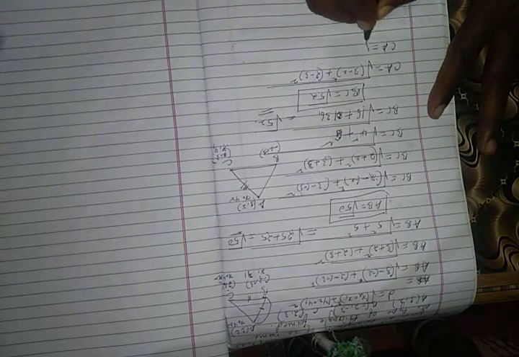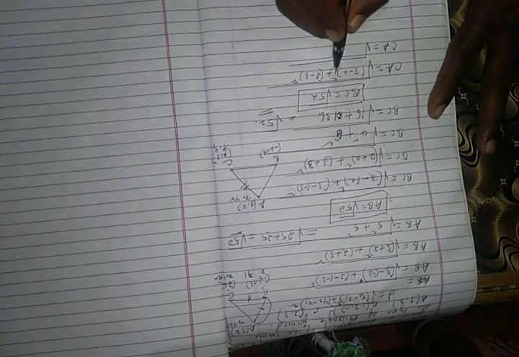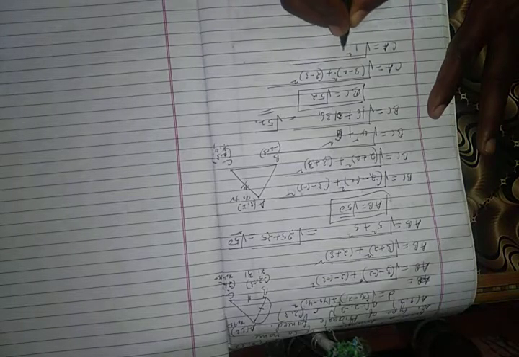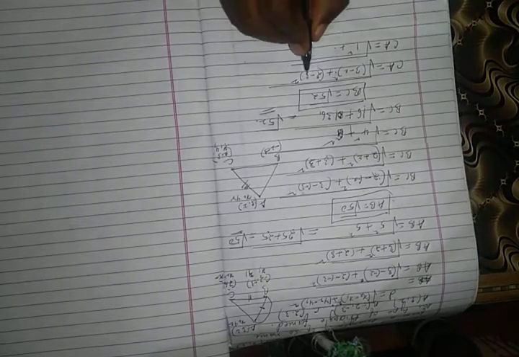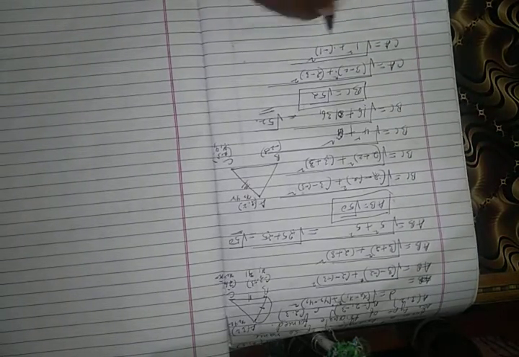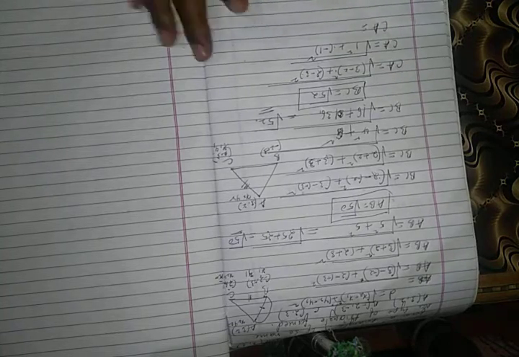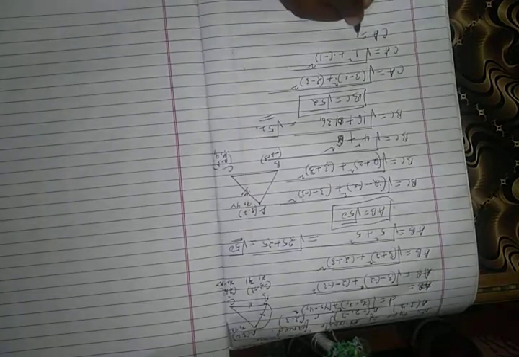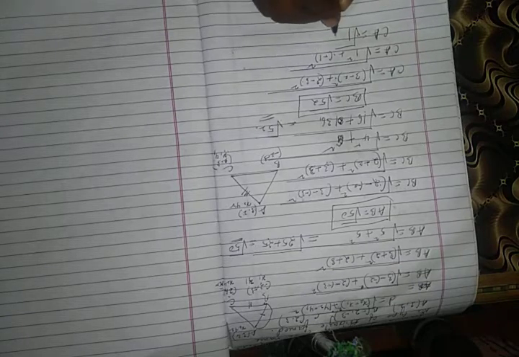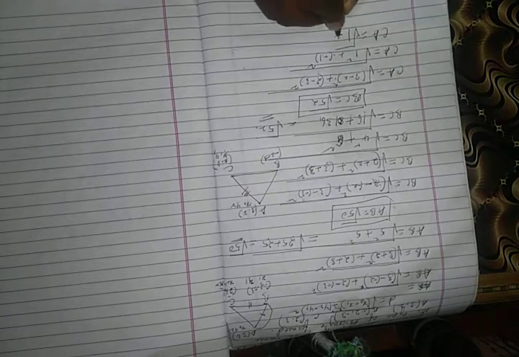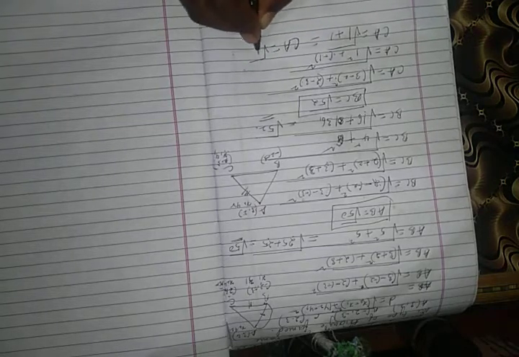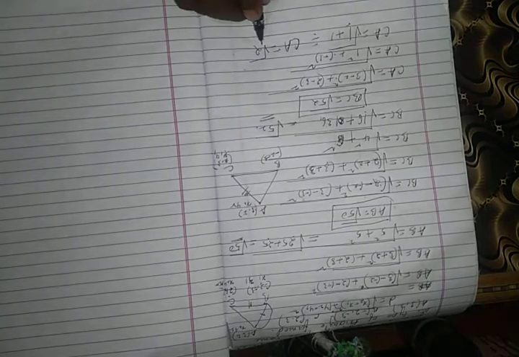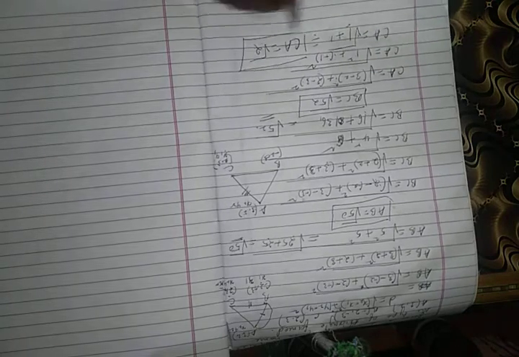Then CA is equal to the square root of (3 minus 2) whole square, which is 1 square, plus (2 minus 3), which is minus 1, whole square. Then CA is equal to 1 square is 1, and minus into minus is plus, so again 1. CA is equal to square root of 1 plus 1, which is 2. So the value of CA is root 2.